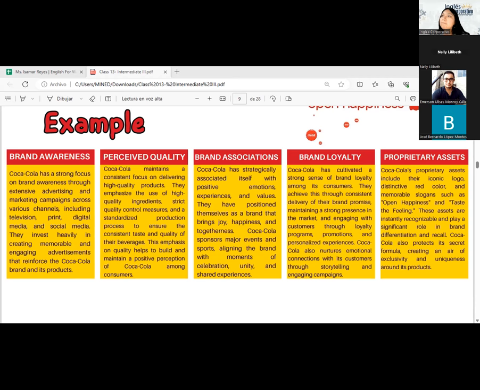Entonces, en este caso, si ponemos de Samsung, brand awareness, primer punto: marketing campaigns on TV. Segundo punto: advertising on social media. Porque es así como ellos crean conciencia de su producto. El brand awareness es crear conciencia del producto. Y usted solo viene y describe cómo la marca que usted ha seleccionado, la compañía, crea conciencia del producto. ¿A través de dónde? ¿Ya? Y luego se va a perceived quality. ¿Cuál es la percepción de usted como cliente de Samsung? ¿Cuál es la percepción que tiene usted de Samsung?